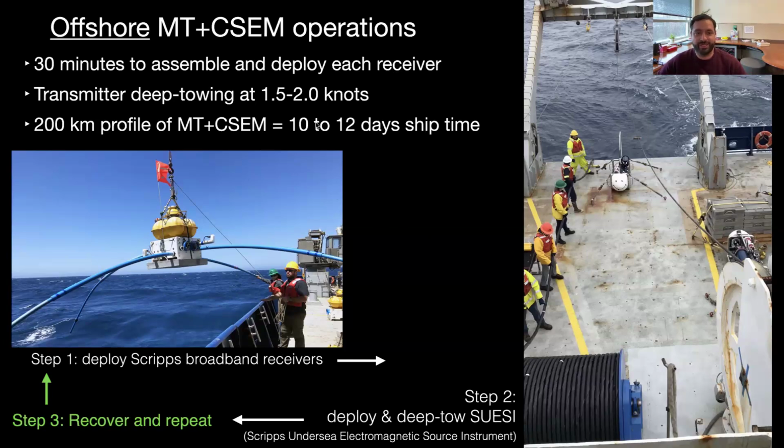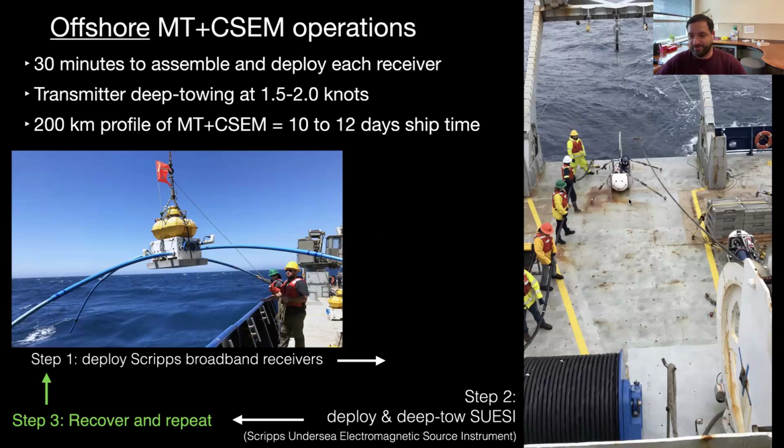And so if we're deep towing a transmitter, we can tow at about 1.5 knots on average. And so we can get a 200-kilometer profile in about 10 to 12 days ship time. Caveat being, if I want to get MT data to longer periods to really get at structure at 100+ kilometer depths, I may want to leave the receivers down a few extra days to make sure I have enough time series to get good estimates at those longer periods. So we deploy the receivers. The recovery takes a little bit longer just because it takes a little longer to go through the water column.